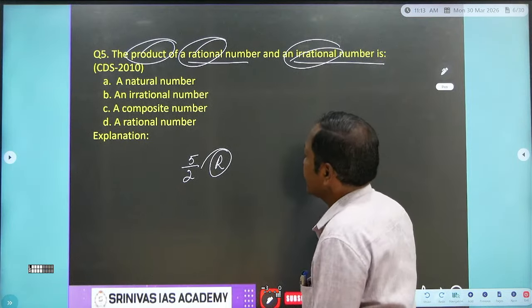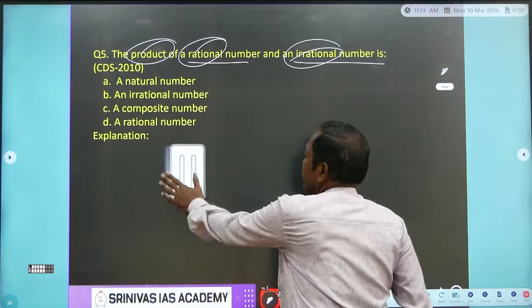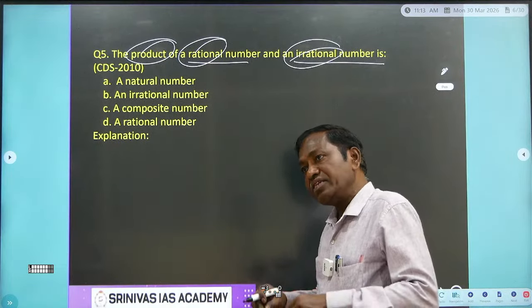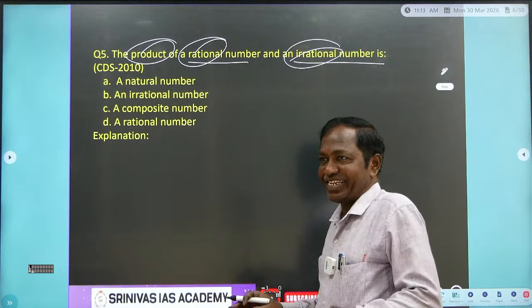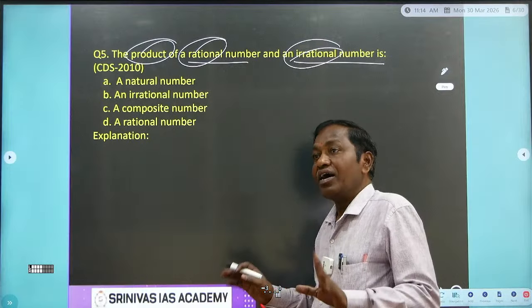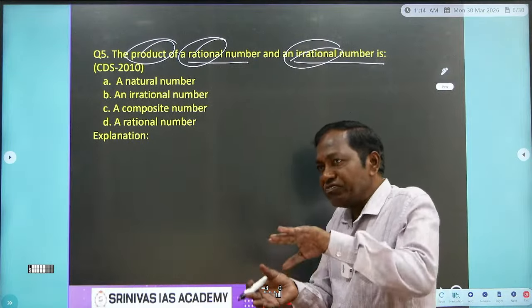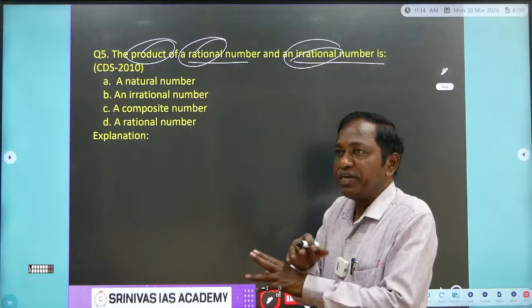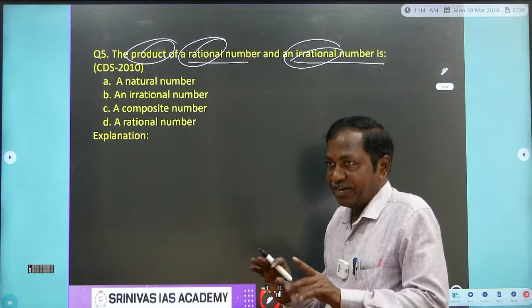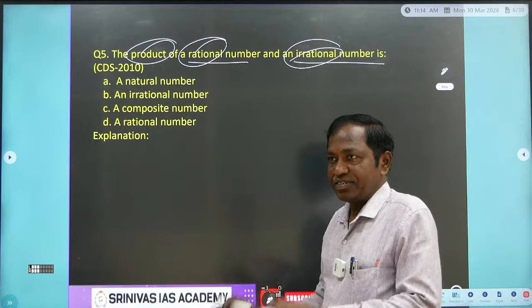And this is the thing. For rational numbers, it will be repeating the same digit or terminating. It will close. It should repeat or it should terminate. Irrational number, vice versa: non-repeating, non-terminating. You need this for CSAT purposes at least.